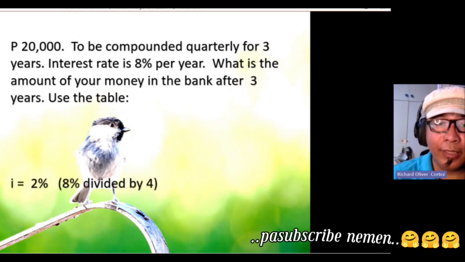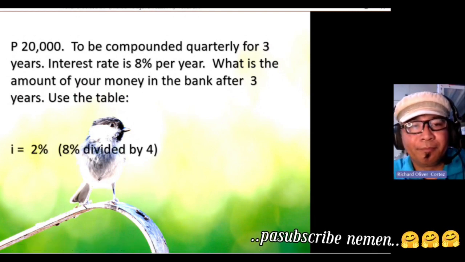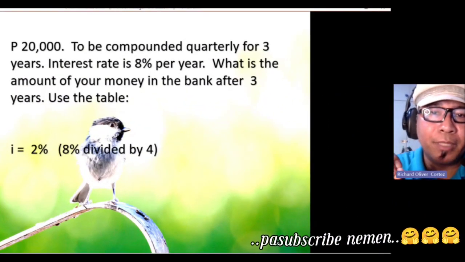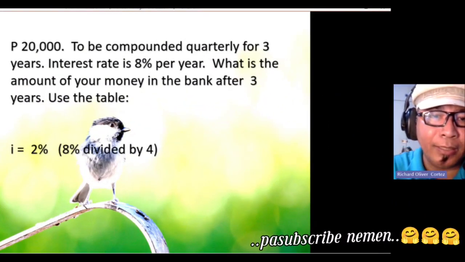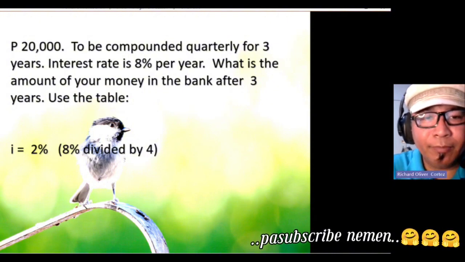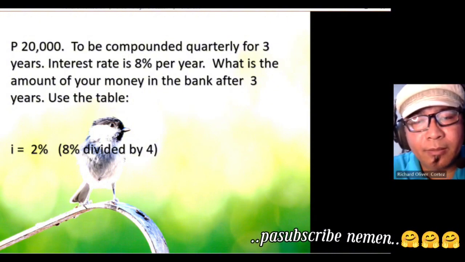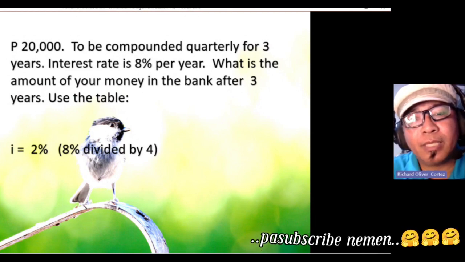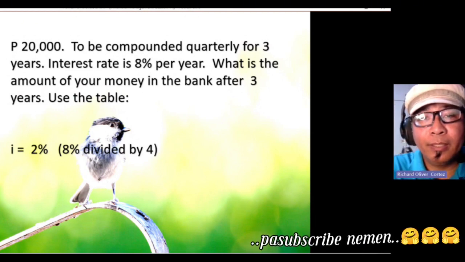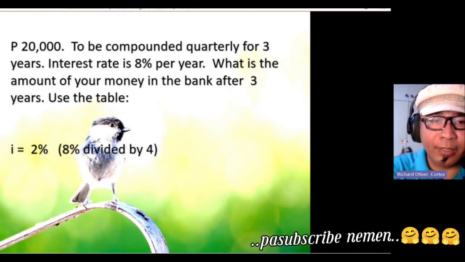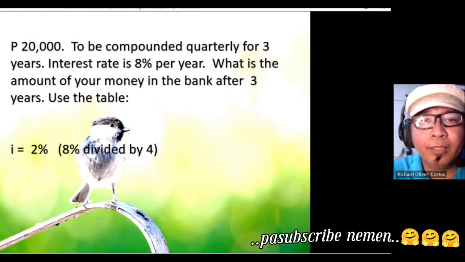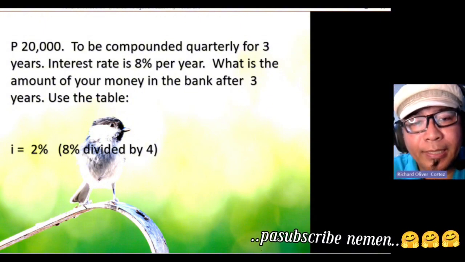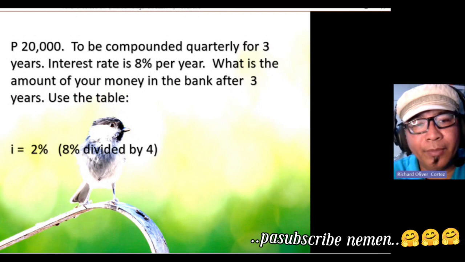So, firstly, kunin natin yung I. Once again, I is the interest rate to be used per period, per quarter, no? Magkano interest na gagamitin natin. So, we simply divide 8% per year na interest, divided by 4, kasi 4 na quarter, so 8% divided by 4, you have 2%. So it means bawat quarter, 2% yung ating gagamiting interest rate. Okay? Then we get the N.